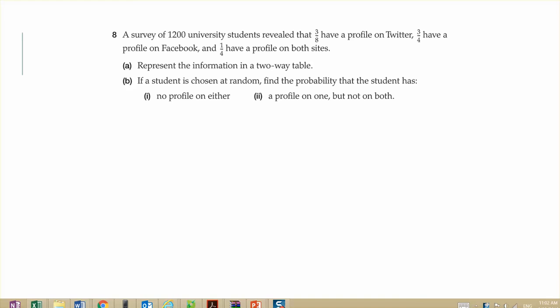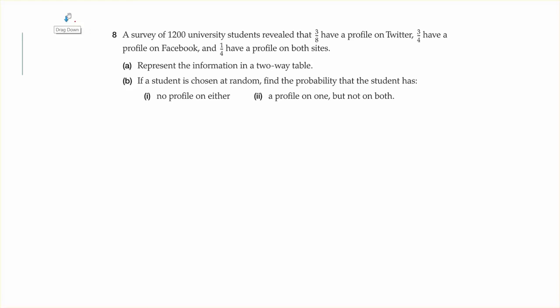This is the Year 10 Methods Pathways. We're going to look at exercise 10.2, question 8. Now, this is a two-way table question, so it goes like this.